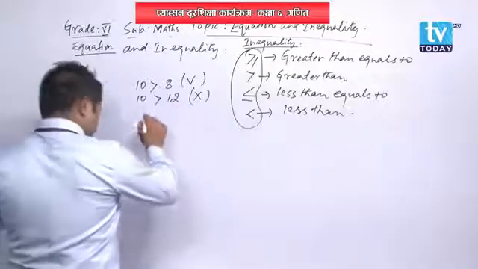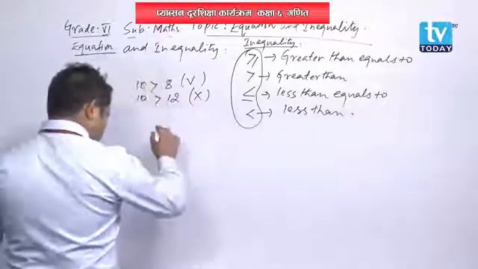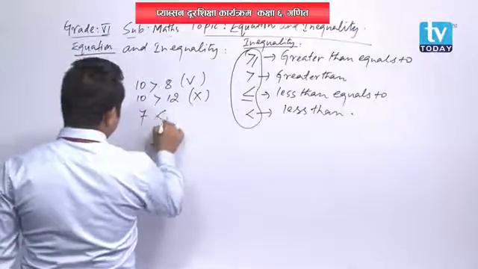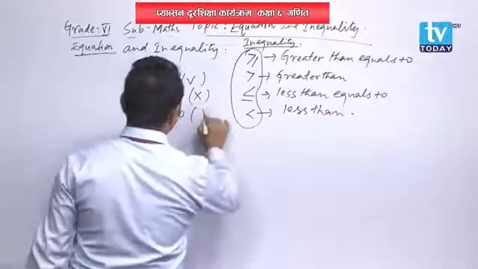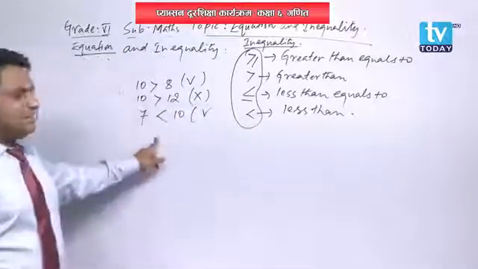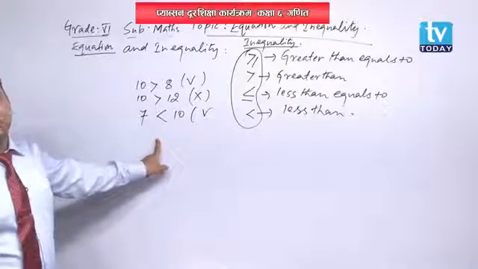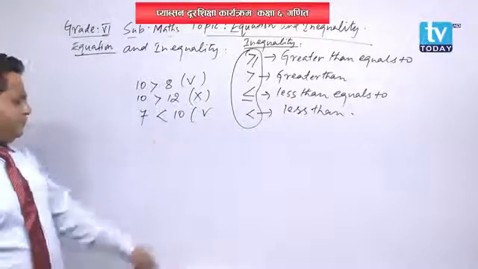So another example, 7 is less than 10. This is also true. You can check here. Is that clear?